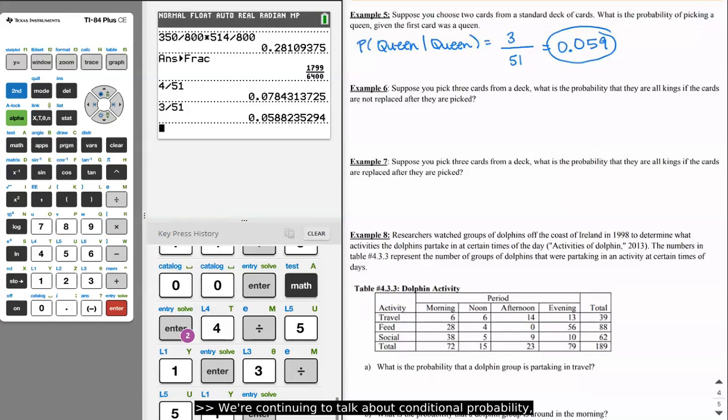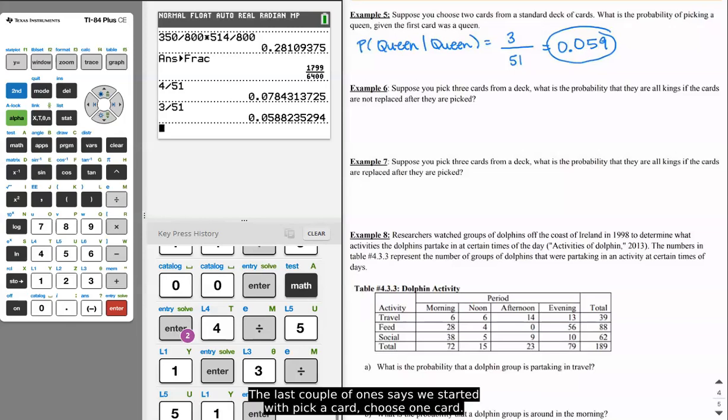So we're continuing to talk about conditional probability, and let's take a look at example 6. It says, suppose you pick 3 cards from a deck. What is the probability that they are all kings if the cards are not replaced after they are picked? So this one is still conditional probability, but it is different than the last couple of ones we've done.